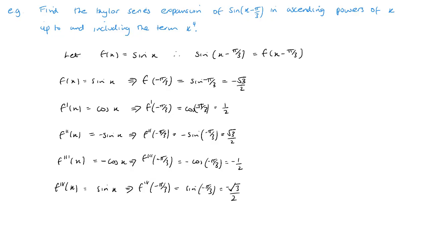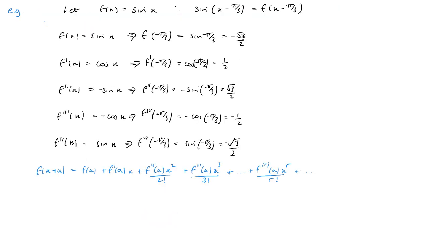Now let's go ahead and look at the expansion. So we're going to use, like I said, the Taylor series expansion A. Okay, so that is f of x plus a equals f of a plus f dash of a times x plus f double dash of a times x squared over 2 factorial and so on. And here it is just to remind you. So the f of x plus a is just my sine(x minus pi by 3).